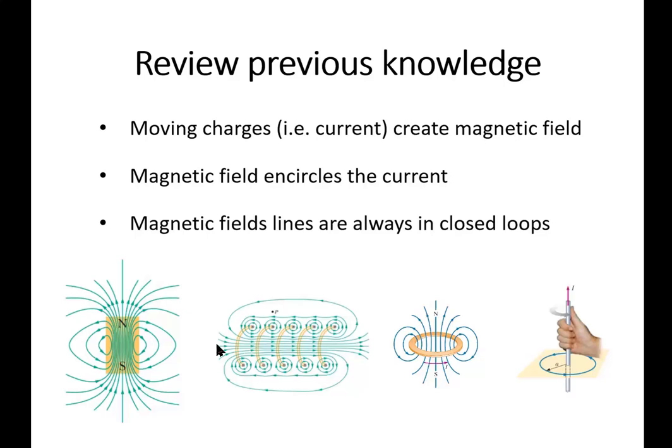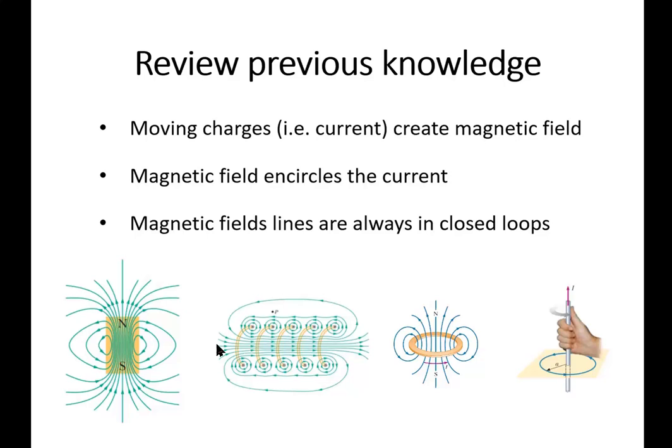We've learned in previous videos that magnetic fields are produced by moving charges, and moving charges constitute current. So indeed, electric charges moving, or current, create magnetic field. And magnetic fields encircle the current. If it's a charge, then the magnetic field encircles the charge as it moves.